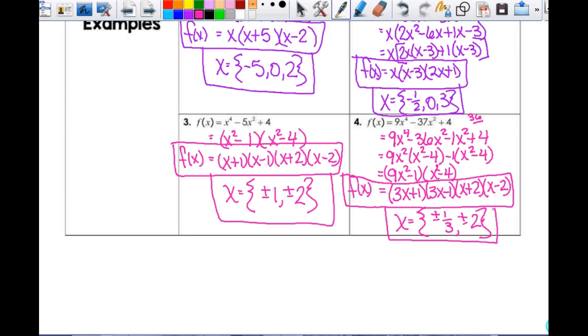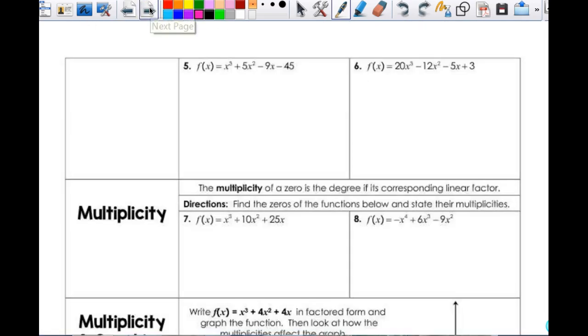So you've got to be able to factor, find your zeros. I want to see the factored forms, and I want to see the zeros. Okay? All right, on the other side. Got f of x equals x cubed plus 5x squared minus 9x minus 45. The directions are the same. I got to factor and find the zeros.